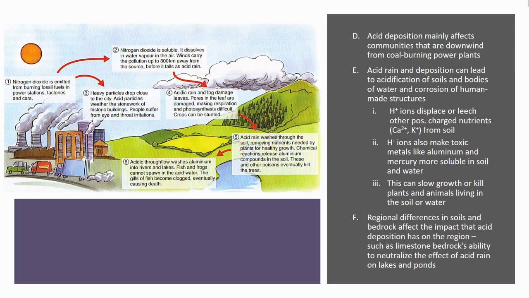Now, regional differences in soils and bedrock oftentimes do affect the impact that acid deposition may have on that region. So if the bedrock has a higher concentration of limestone, that's going to allow that ecosystem to have a better ability to neutralize the effects of acid rain, since limestone is a more basic substance versus acid rain, which is far more acidic.